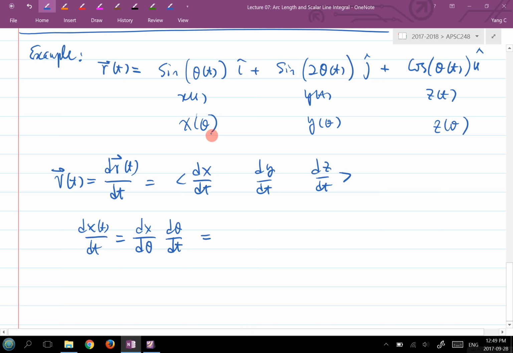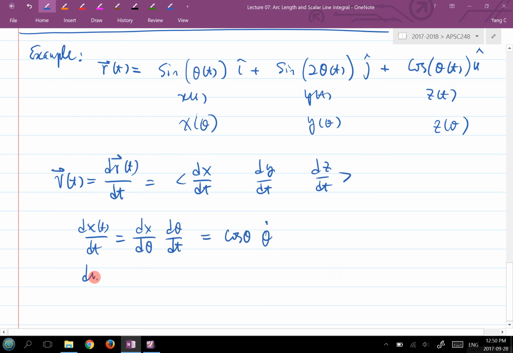dx over d theta is the derivative of sine of theta, so that's cosine theta. And d theta over dt, the question didn't tell us what the theta function is, so all we can do is keep d theta over dt here. In general, if it's a time function, we use Newton's notation, theta dot. So that is the dx over dt.